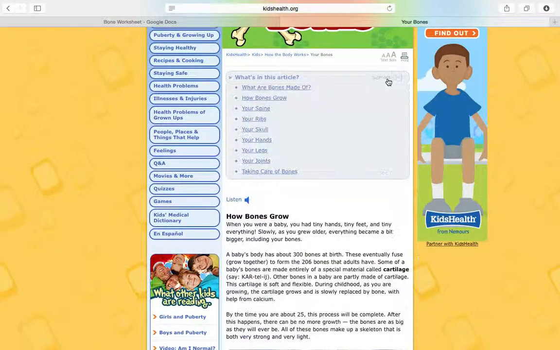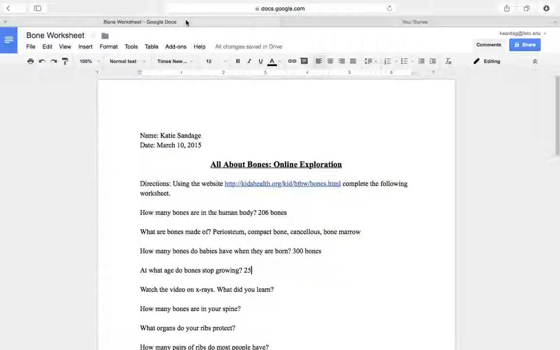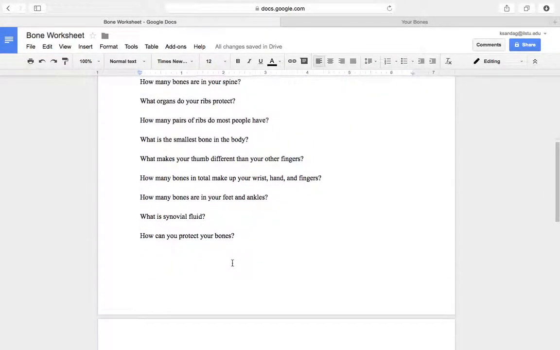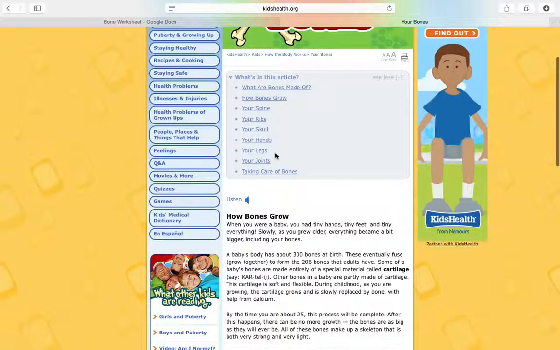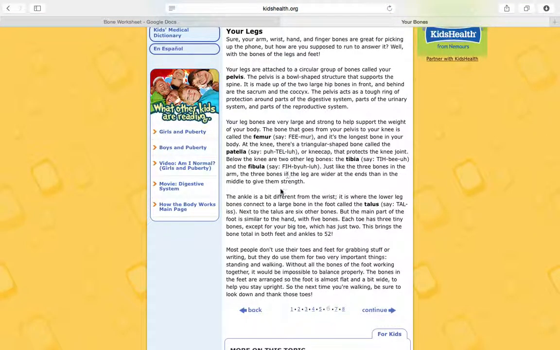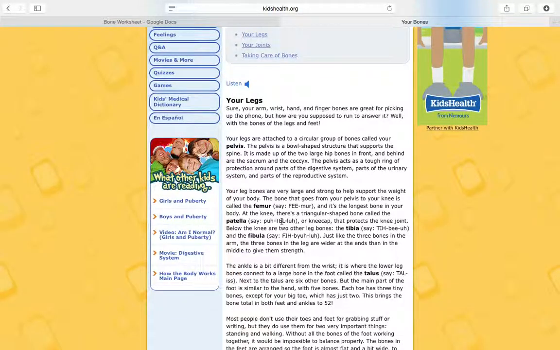Also, something that can be very helpful in online websites is a lot of them have something similar to this here, where you can look at specific parts. So, for example, if I look down at a question, how many bones are in your feet and ankles? Now I'm going to look here and I'm going to say, that would probably be under your legs. So I could click there and then specifically learn about that for that question. Makes it easier to navigate.